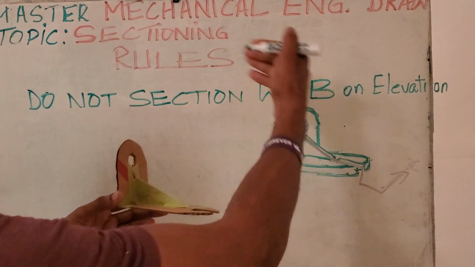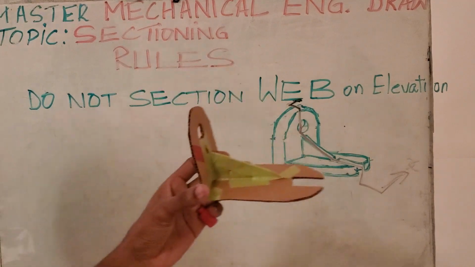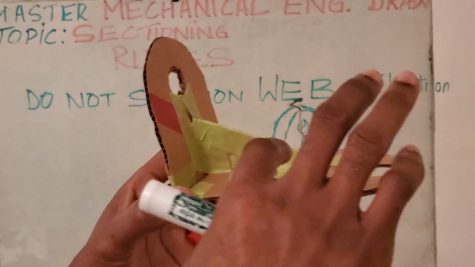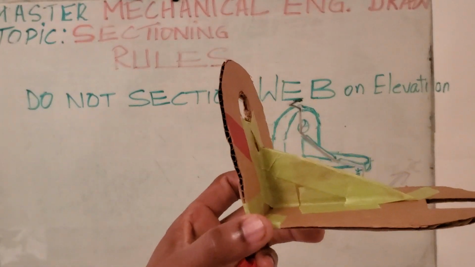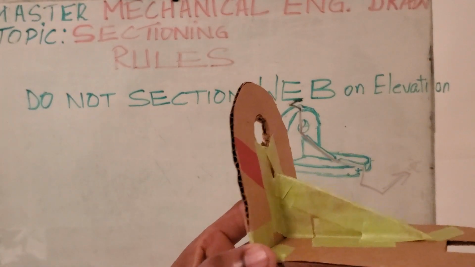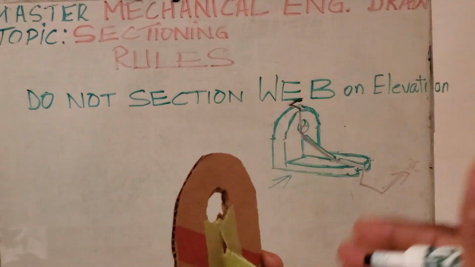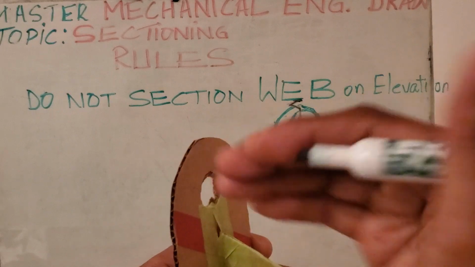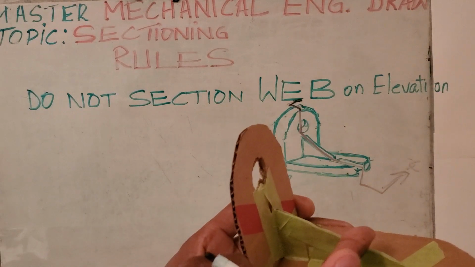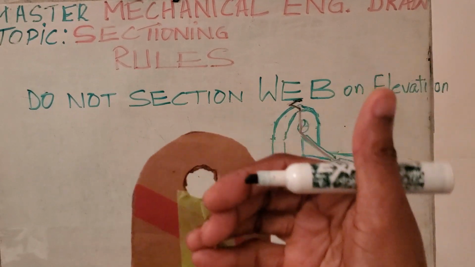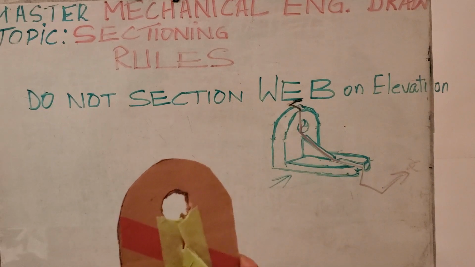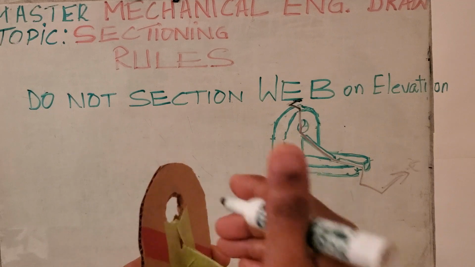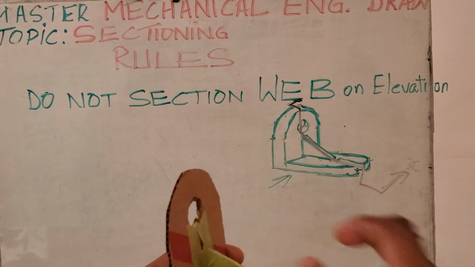Alright, so if we were to cut this figure here, look closer, we have a web here. And remember that web reinforces our component. So we do not section web on the elevation, or when it is cut along the length like this. We only section web if we're to cut it across like this or like this. Yeah? So we do not section web when we cut it along the broader side, per se.